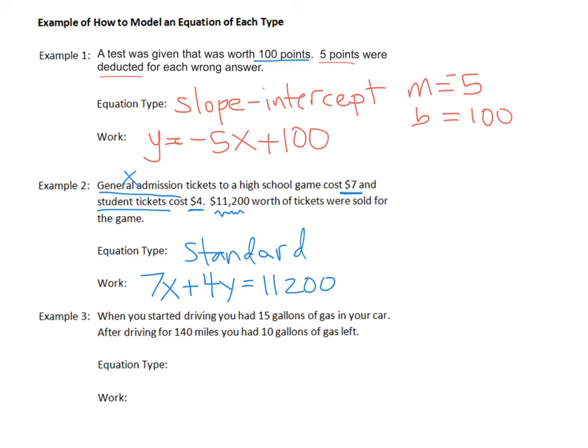So you might guess that the third example here is an example of point-slope form, and you're right, but let's read through it and make sure we understand why. It says, when you started driving, you had 15 gallons of gas in your car. After driving for 140 miles, you had 10 gallons left.